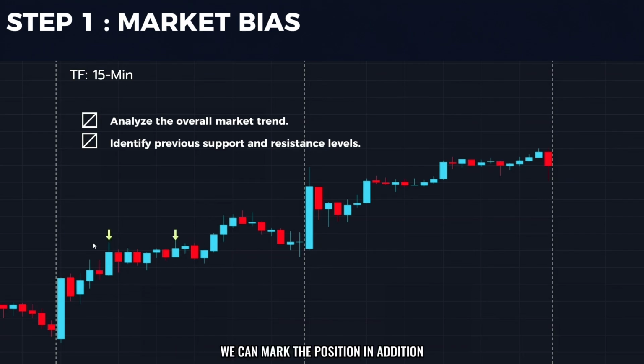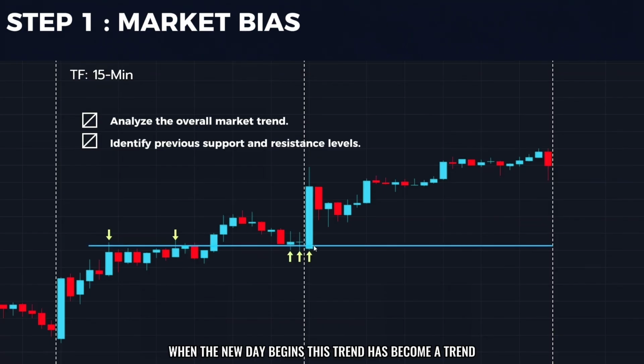We can mark the position. In addition, if you look at the high position of the previous day, the price rises and bounces down, there is a small trend. After a while, when the new day begins, this trend has become a trend. The price rises and rises. The moment it rises, it comes back to test the same trend, which has now turned into a trend. We can draw another line.